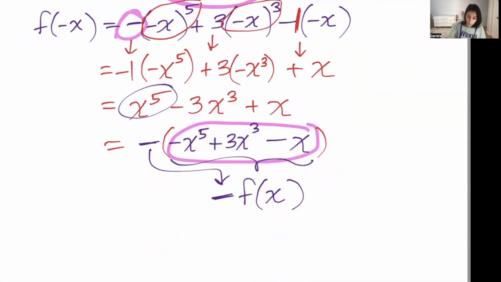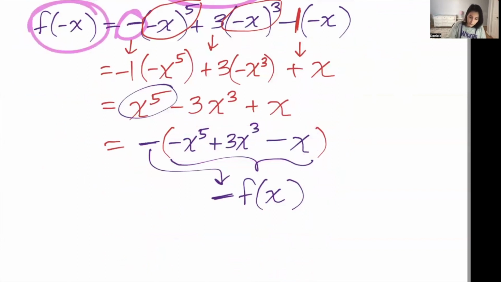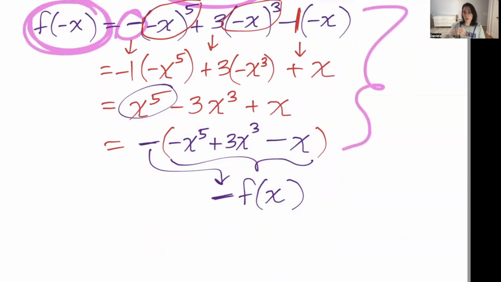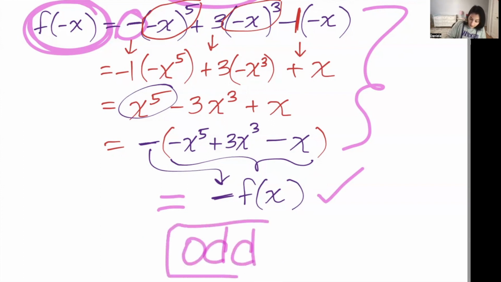So again, what have we just done? We have substituted -x into the function. We then simplified it, pulled out a -1, and we have just proved that it's equal to -f of x. Therefore, it is odd. Okay, so if that was not equal to f of x, then the answer would be neither, right?